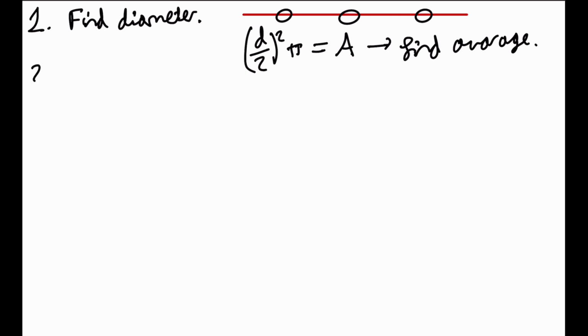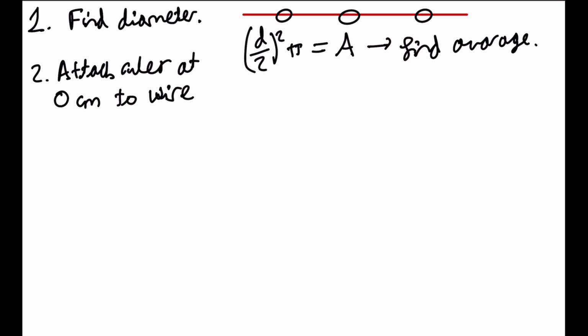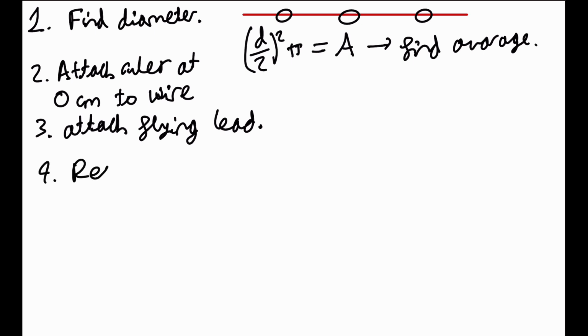Then we would clamp the test wire to a ruler with a circuit attached to the wire, which is basically the apparatus we had before, and would have to make sure that the wire is attached to the ruler at where it says 0. So this is 0 over here. Then we would attach the flying lead to the test wire at different increments. And we would record the voltmeter and the ammeter and use V equals IR to find the resistance. So record I and V and use V = IR, which we can rearrange to get R = V over I, to find resistance.